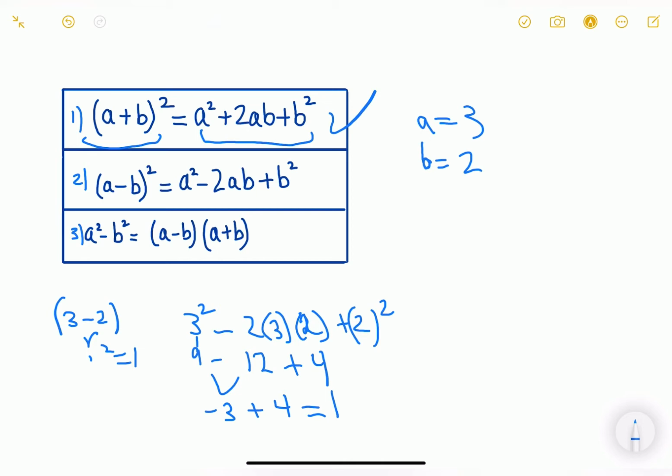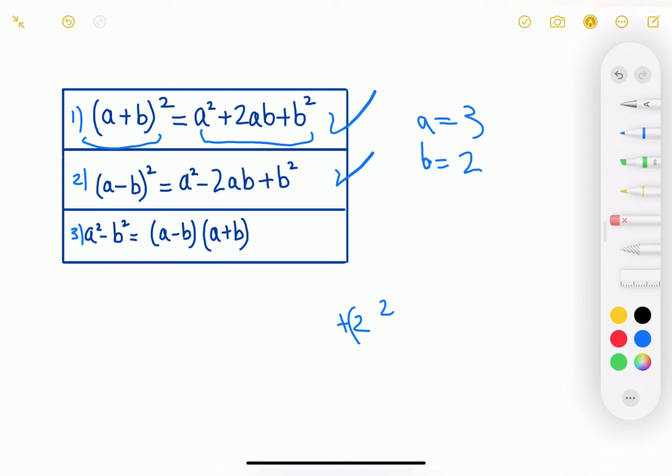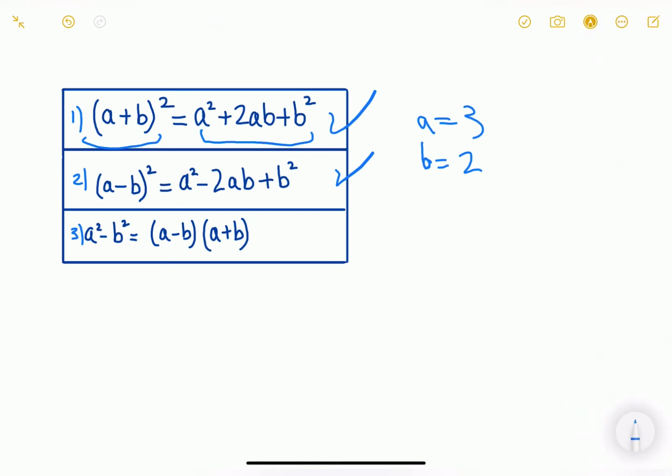Now we proved that 2 is correct, and this is basically what 2 is saying, that these are the same. So you can combine 1 and 2. It's basically stating the same thing, but plus and minus. Okay, now let's test out number 3.